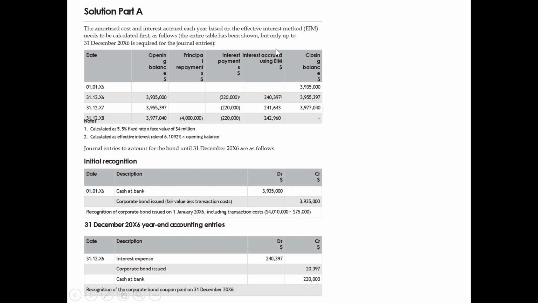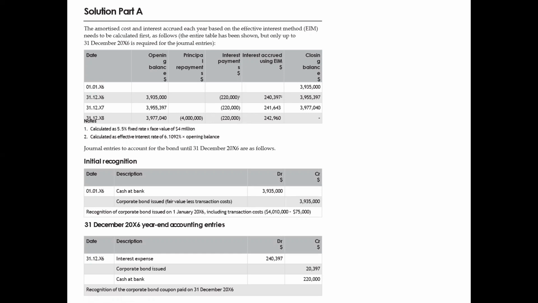Now the interest accrued using the effective interest rate method, this is when we begin to use our closing balance, which is this 3,935,000. We multiply this by the effective interest rate for each of the years. And then finally, we've got this principal repayment towards the end. So you can see that over a 3-year period, the bond has been fully amortized.